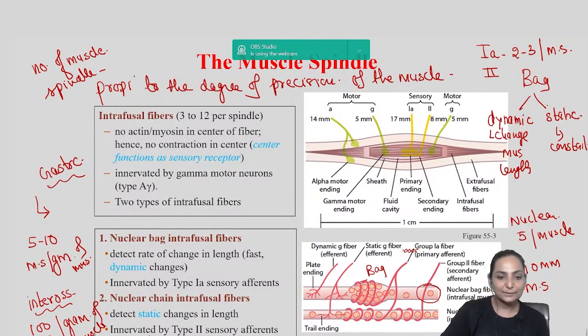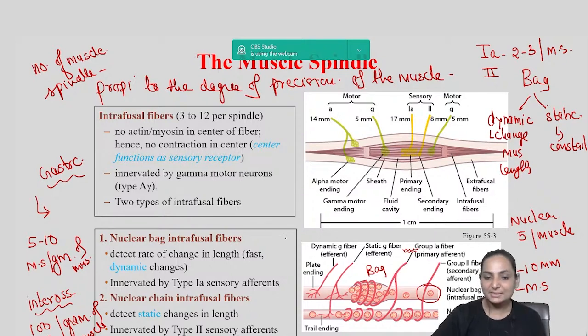And also remember that group 1 are called the annulospiral ending, because you sometimes get this in the form of an MCQ, whereas the secondary ones are also called the flower spray ending. Structurally, because they are ending up in the muscle spindle in that structure, they are called annulospiral and flower spray ending, right?